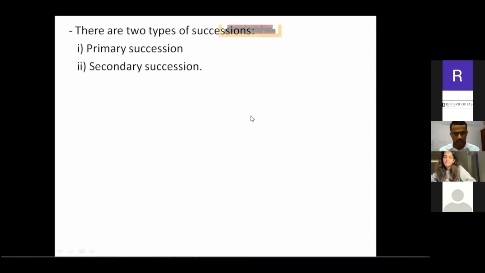Second is allogenic, allogenic succession. And this is the type of succession which is driven by abiotic components like climate change, naturally occurring climate change.